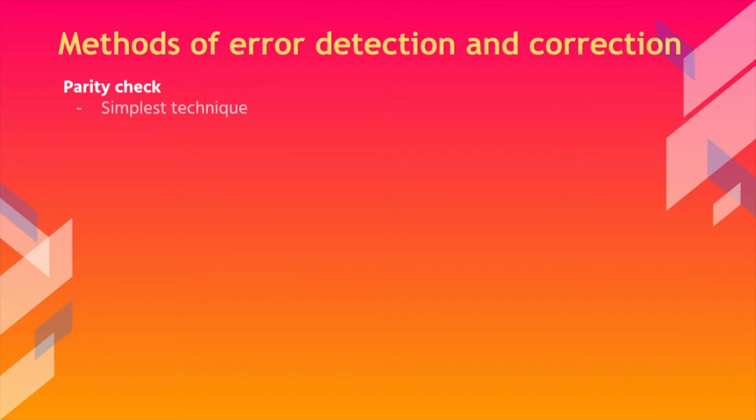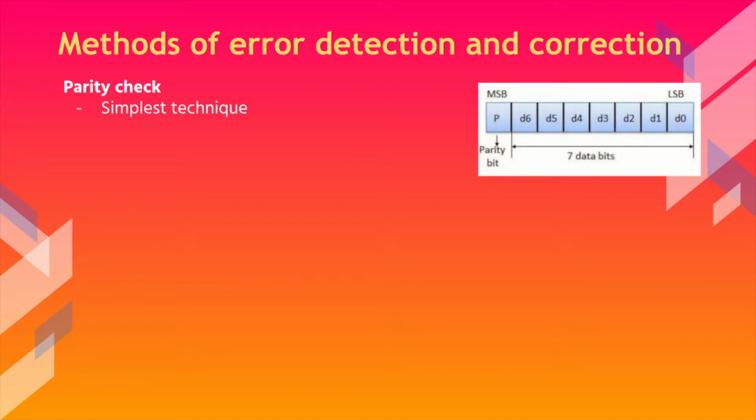So what is a parity check? A parity check is the simplest technique for detecting errors. In this picture, this is 8-bit data, in which the first bit is considered the parity bit, and the remaining 7 are the other bits of the actual data.